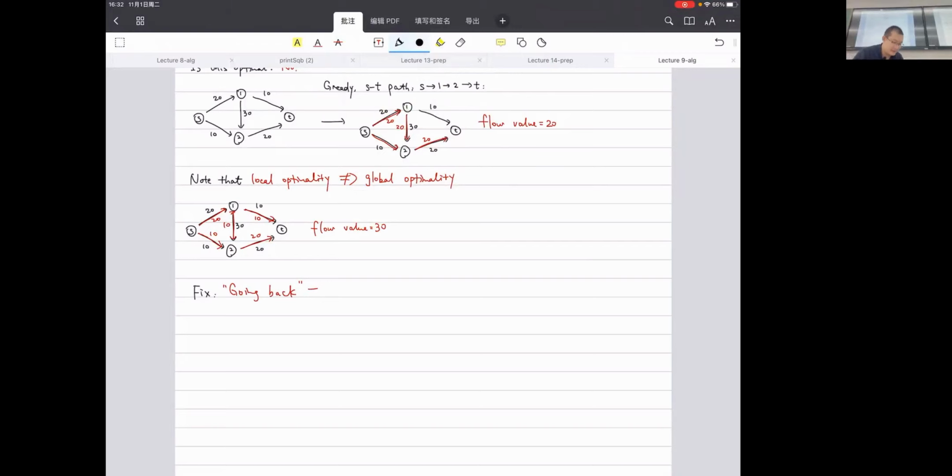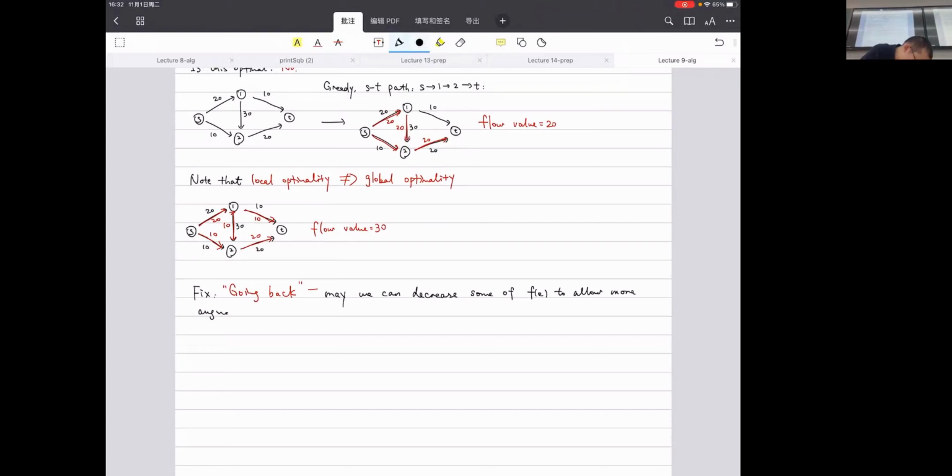And maybe, for instance, we can actually decrease some of F_e to allow more augmentations of s-t paths. So this is a very important observation, especially based on this hard instance that we have been talking about.